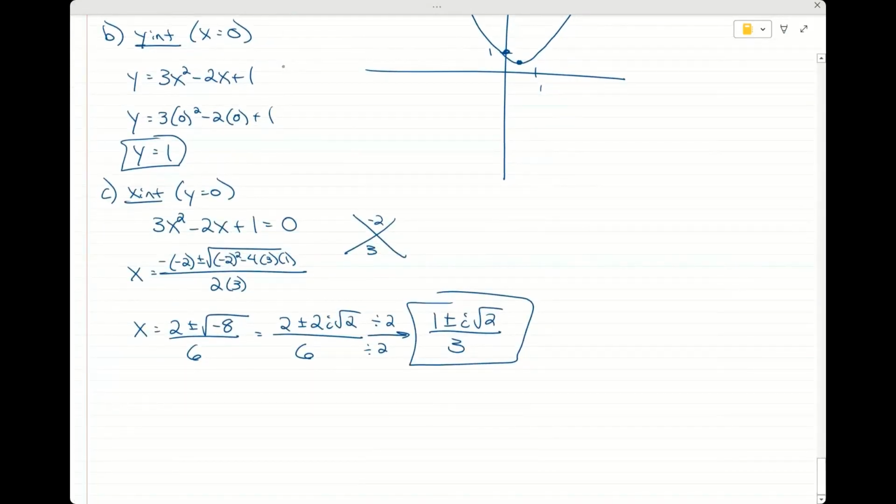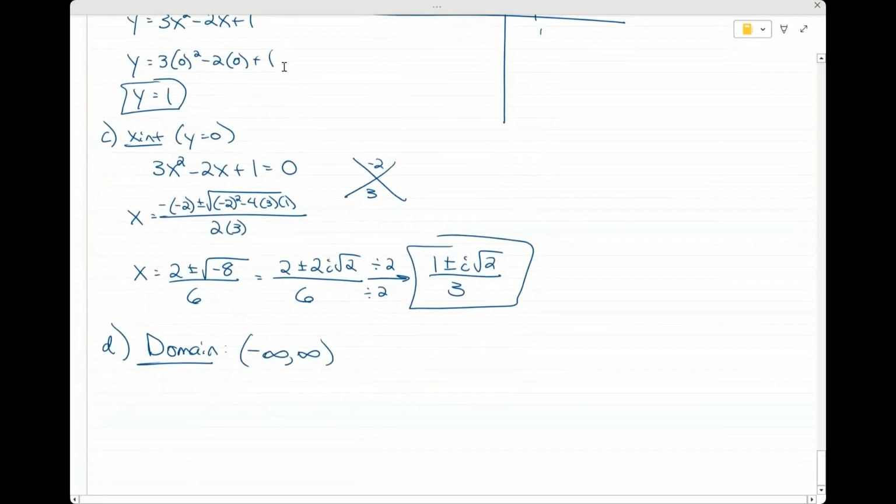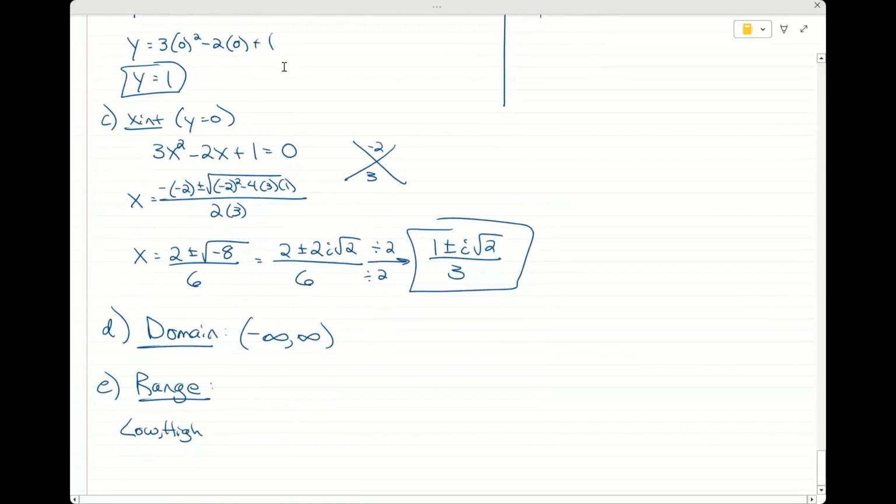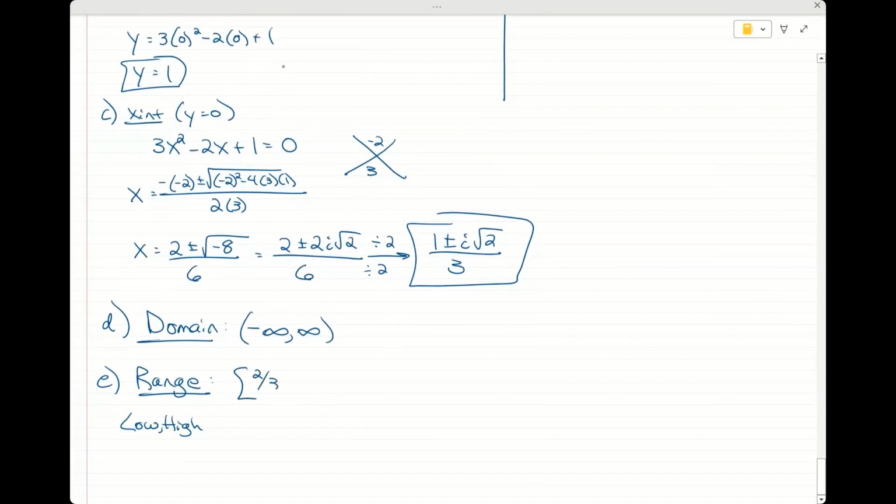A couple other things it asks us for. It asks us for the domain. Remember, we said we only have issues with the domain if x is in the denominator or if it's inside a radical, so we have neither here. So the domain would be from negative infinity to infinity, so all real numbers. And then as far as the range, when we are writing in interval notation, the low number goes on the left and the high number goes on the right. So it looks like the lowest y value this is going to go is 2/3, and then it goes up forever. So we just make sure that we put that bracket to include 2/3.